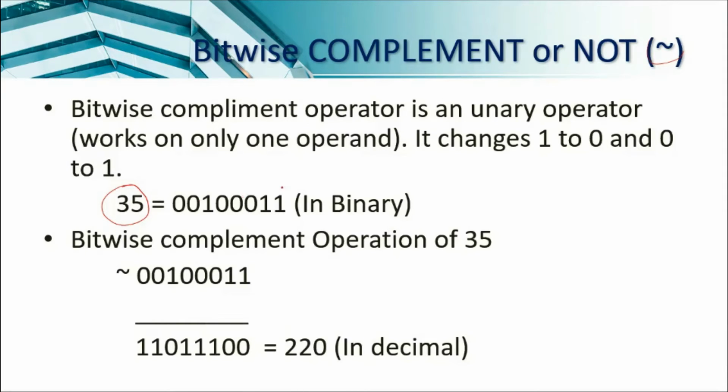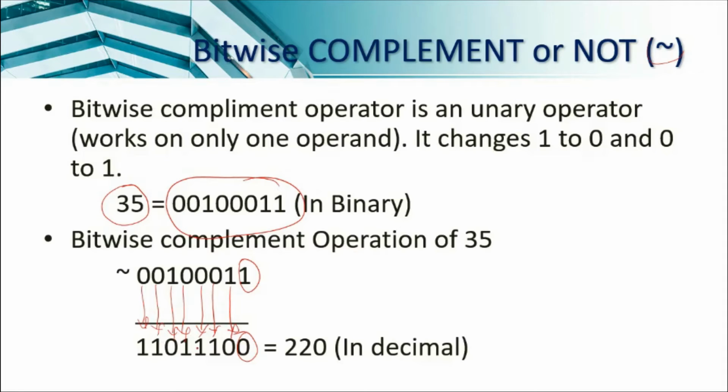Then 35 in binary is 0 0 1 0 0 0 1 1. So this is the binary representation of 35. If we do the bitwise complement as the definition says, 1 is changed to 0 and 0 is changed to 1. So 1 is changed to 0, 1 is again changed to 0, 0 to 1, this 0 to 1, this 0 is also changed to 1, this 1 is changed to 0, this 0 to 1, and this 0 to 1.